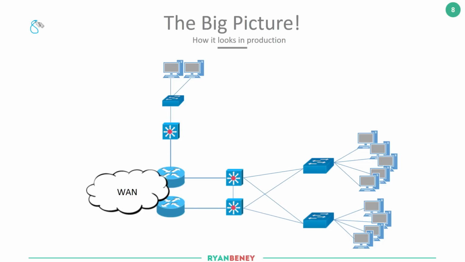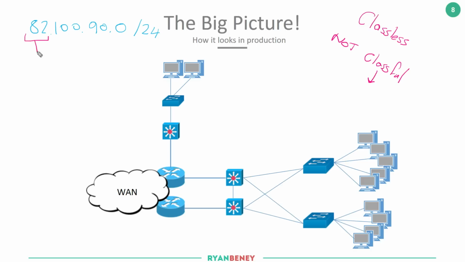So let's say our ISP gave us 82.100.90.0/24. Now the first things first is we're talking here classless and not classful. If we were talking classful, we would look at the first octet and say this is a class A, and because it's a class A, the first octet is the network portion and the following 3 octets is the host portion. However, that's not the case.